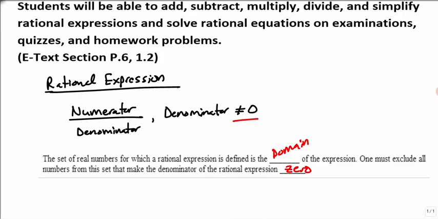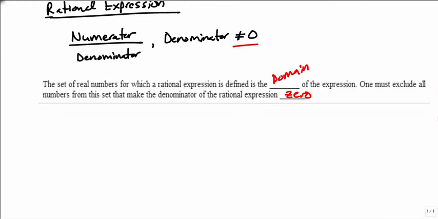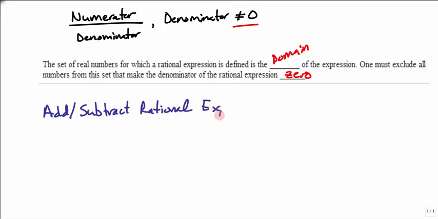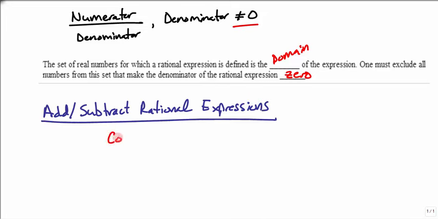Now when we're talking about rational expressions, we can add, subtract, multiply, and divide. Let's look at adding and subtracting rational expressions. The thing that we need to make sure of when we add or subtract rational expressions is that we have a common denominator. That means both denominators have to be the same before I can add or subtract them.